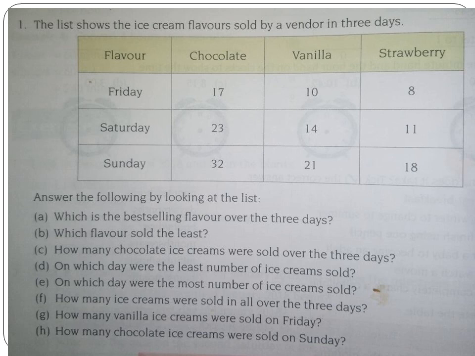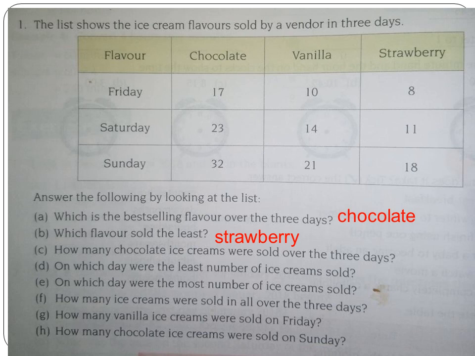First compare what is the best flavor sold here. First I am comparing chocolate, vanilla and strawberry on Friday. So it is chocolate. On Saturday also chocolate ice creams have sold more. On Sunday also chocolate flavored ice creams are sold. So it is chocolate. Next, which flavor sold the least? It is strawberry. You can find it very easily by comparing with the other 2 flavors.